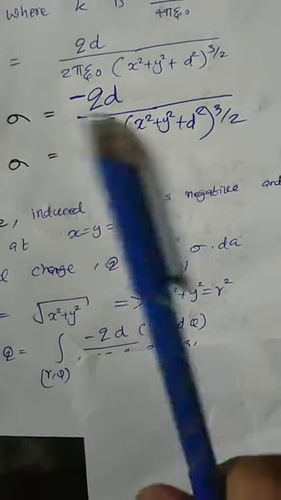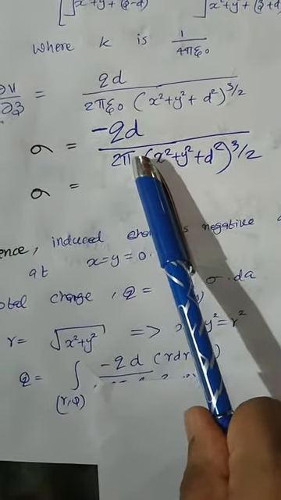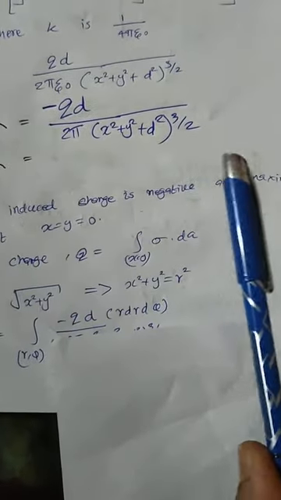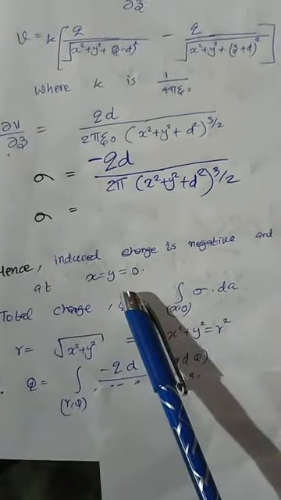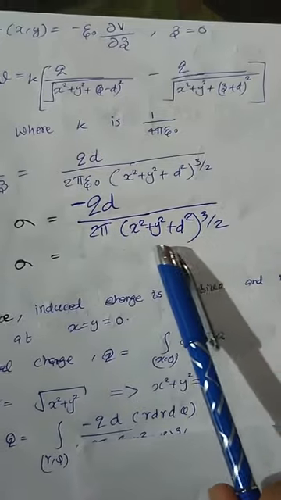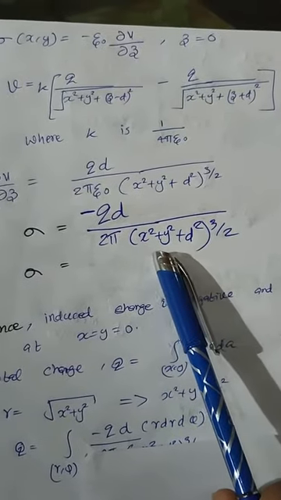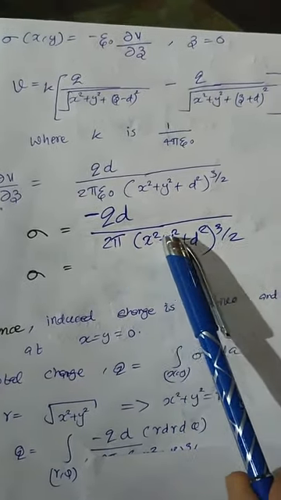So you might have noticed there is some silly mistake. You have to consider this negative, because this negative is very important. That helps us arrive at the conclusion that the induced charge, and this is the induced charge density, hence the induced charge is negative, and it is maximum at x equal to y equal to 0. As you can verify, this gets its maximum value when the denominator gets reduced.